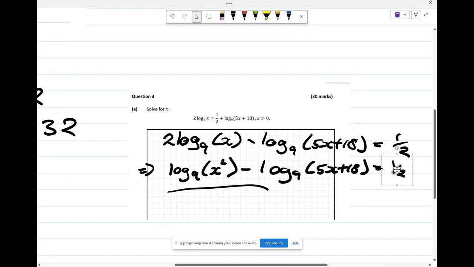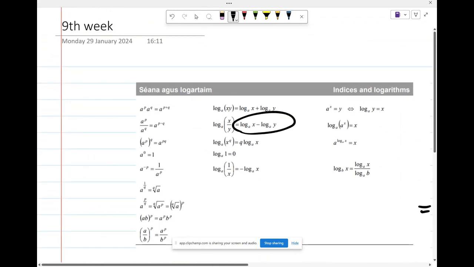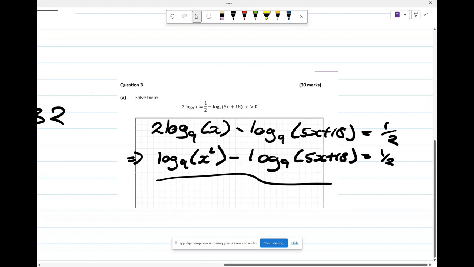And now we can use our rule because we have nothing multiplied in front of the logs. So this rule says that any logs of the same base minus off each other is exactly the same as taking the log of one divided by the other.